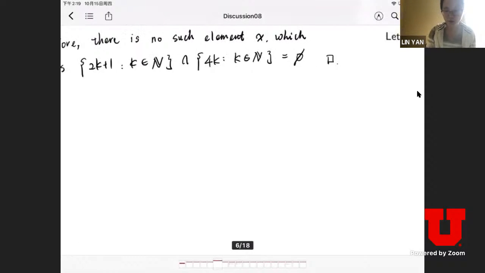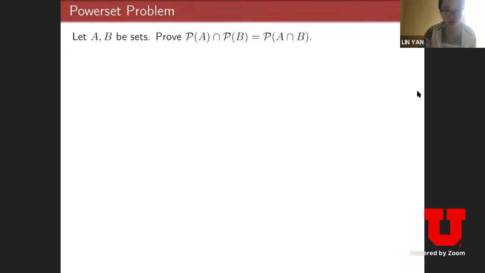Okay, let's go to the third one. Still, we need to prove two sets are equal and it is related to the power set. Still, we will first use 2 minutes to think about it, and then we will work on it together.